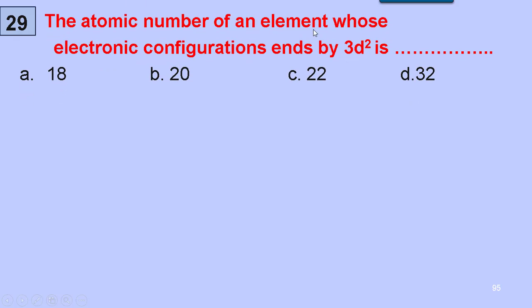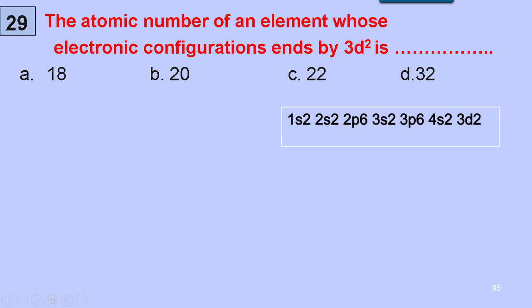The atomic number of an element whose electronic configuration ends by 3d2. Let's make the electronic configuration and count the electrons to know the atomic number of this element. By making the electronic configuration and counting all electrons, we can find that the atomic number equals 22.